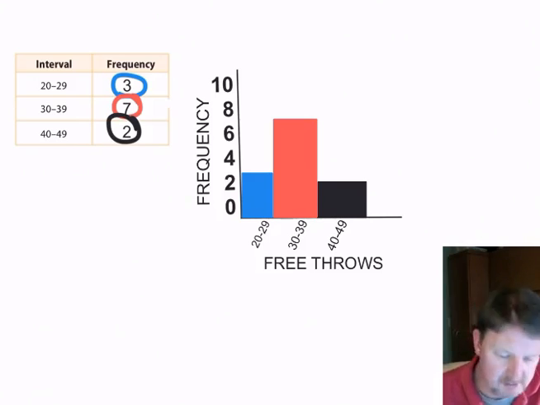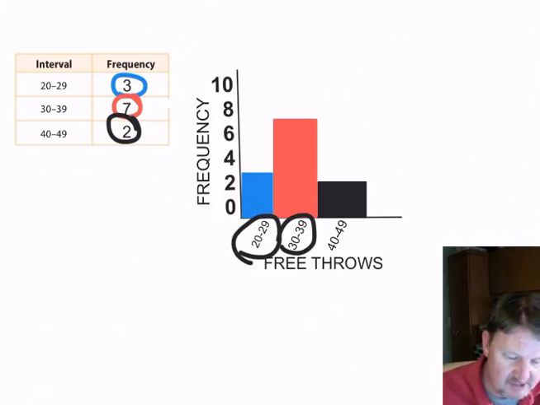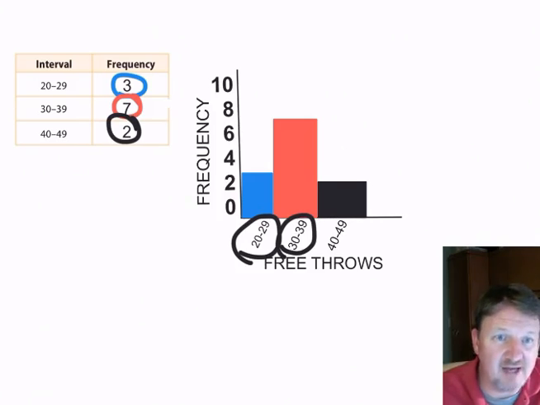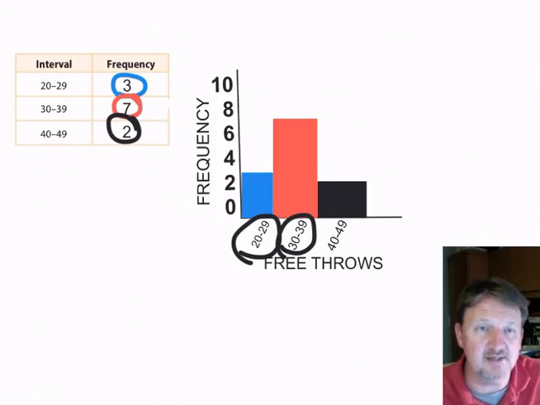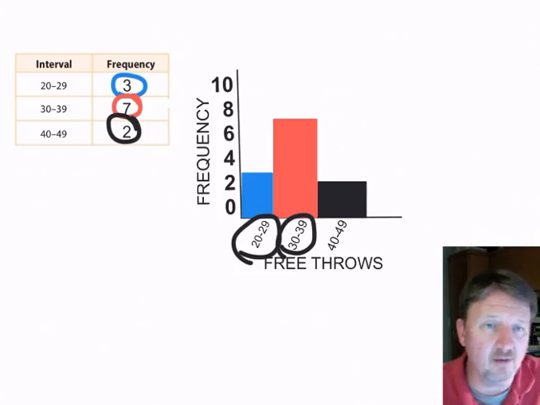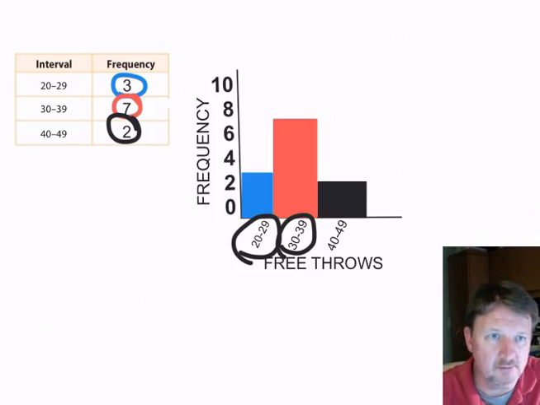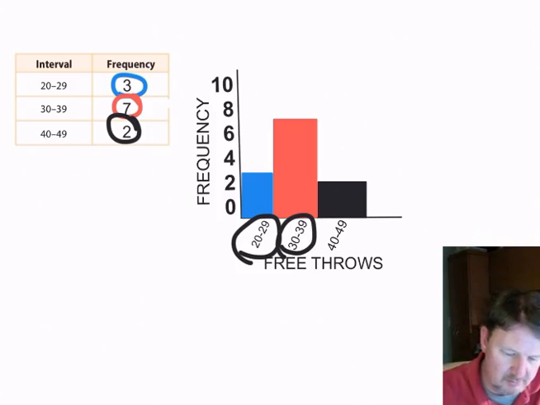Okay, it's super easy. Remember that when you're doing this, your intervals have to be even. You can't have an interval of 5 numbers and then go to an interval with 10, all in the same graph. They all have to be equal. So make sure that you do that.